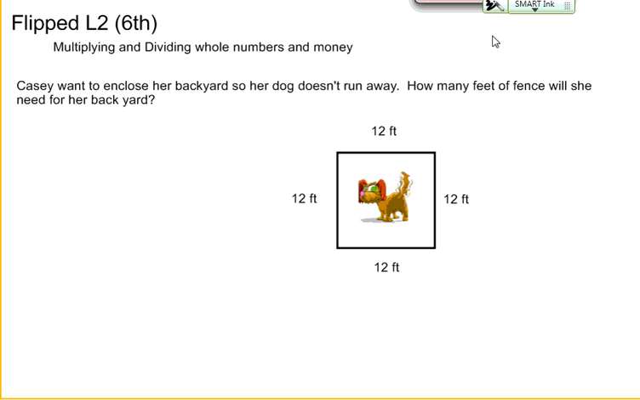Welcome to Flip Lesson 2 for the 6th grade. Today we're going to look at multiplying and dividing whole numbers and money. And we'll get right into this.